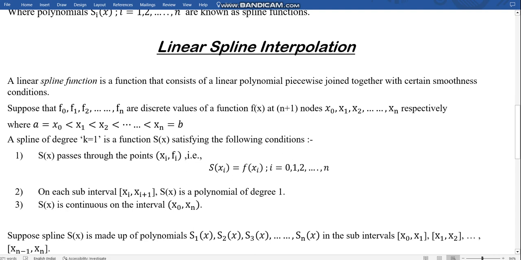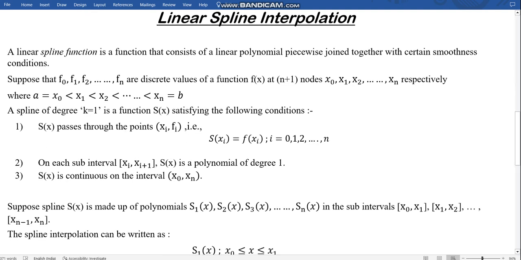So let us talk about linear spline interpolation. It is a function that consists of a linear polynomial which is piecewise joined together with certain smoothness conditions. The definition remains the same, but the only difference is that on each subinterval we have a polynomial of degree 1, that is a linear polynomial, and the third point is that the spline function is continuous on the whole interval. So here we are not talking about any derivatives of the function.